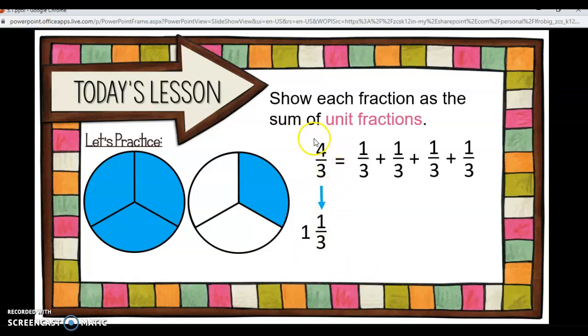Now, can you write it as 4/3 in 4th grade? Sure. But what we're trying to get to is recording these 1 and 1/3, these mixed number fractions. Those will be what you're expected to write in middle school, and that is the preferred way. Okay? All right, so keep that in mind. We'll see that again in a little bit.